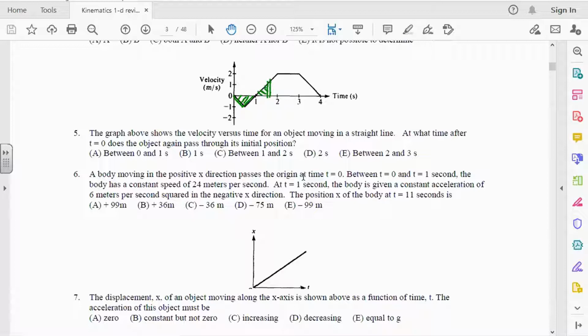So I don't know exactly, but if I look at my answers, between 1 and 2 seconds is going to be about the same area. That's when it's going to pass through its original starting position. Remember, it has to cross over the time axis to change direction in order to pass through its initial starting position again. All right, questions on that one, number 5?